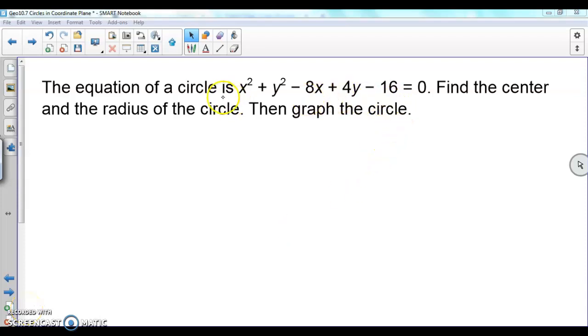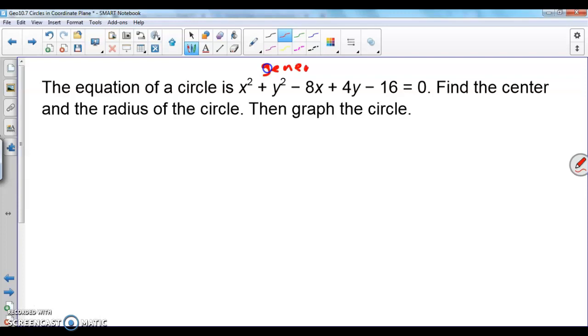Now, in this slide, you're not given the standard form of the equation of the circle. Instead, you're given the general form. Now, this is called the general form. We want to find the center and the radius. So that means you have to change it to the standard form.